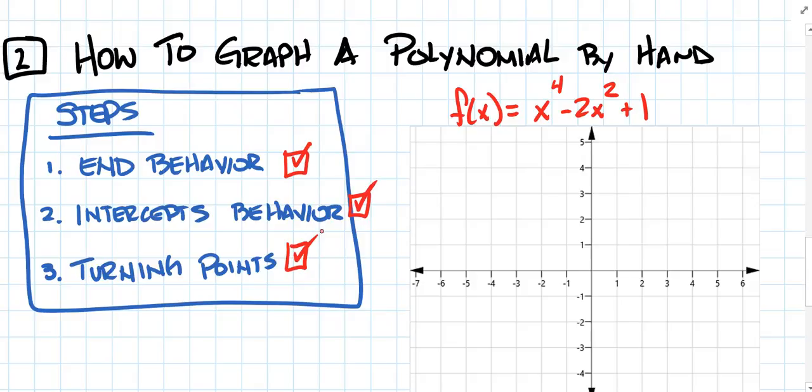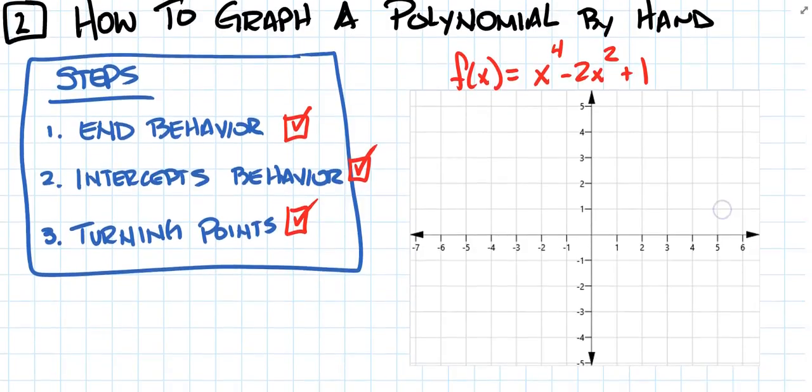Okay, so let's do a working example together, and let's do x to the 4th minus 2x squared plus 1. So the first thing that I want to try and do is figure out the end behavior. So because my leading coefficient is a 1, right? Remember there's a 1 out front here. And my degree is an even number, that means that I'm going to go up on the left and I'm going to go up on the right. So I know that my end behavior is doing something like that and something like that on the graph, okay?